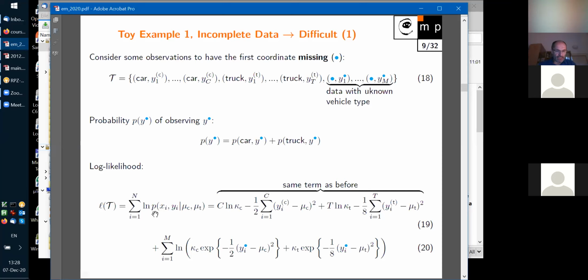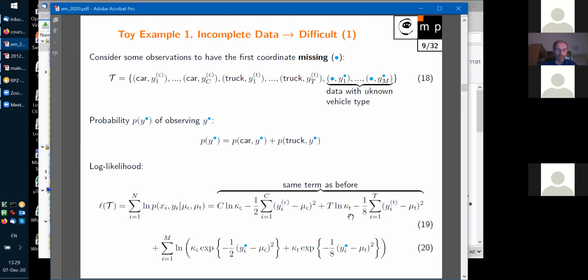So the likelihood of the data we have is, now the first part is the likelihood of the data for which we know that they were from the car class. That's as before. The second part of the likelihood is the likelihood of the data which were labeled truck. And for all the other data points, the log likelihood is the sum of the probability that y appears for the car class or that y appears with the truck class.